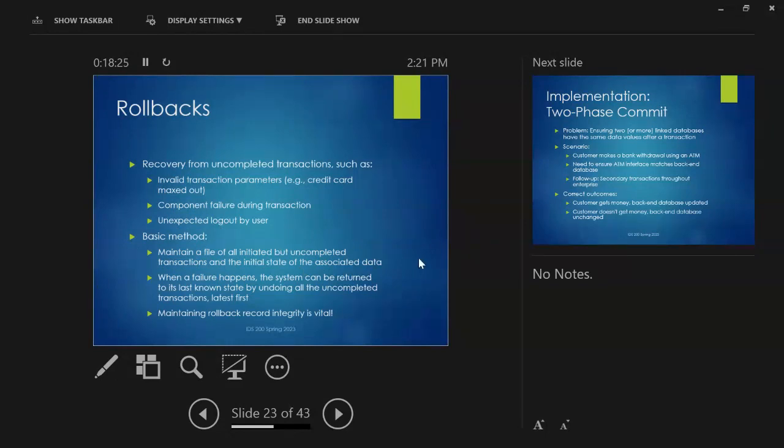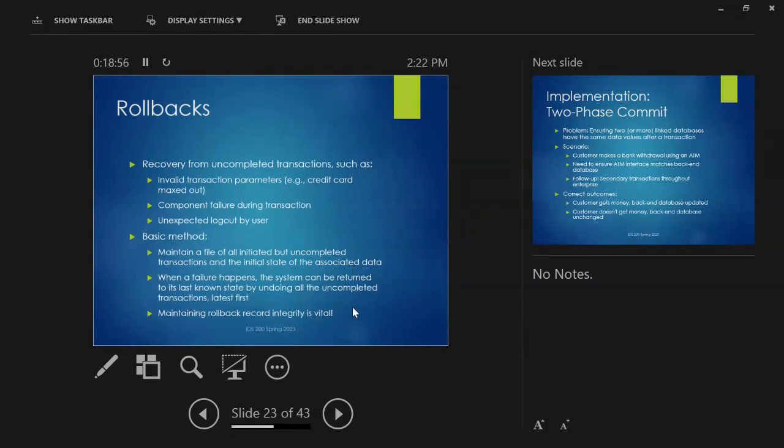So basic method, keep a file of all transactions that have been started but haven't been finished yet, and all the associated data with them. If a failure happens, basically you unpack all of those rollback records in reverse, and then you restore the system to its original state. And it's worth mentioning that if those transactions are isolated, right, you can't have more than one going on at the same time. So in that sense, it wouldn't even matter which order you restore them in. But you'd probably still restore them in reverse order just to be safe.